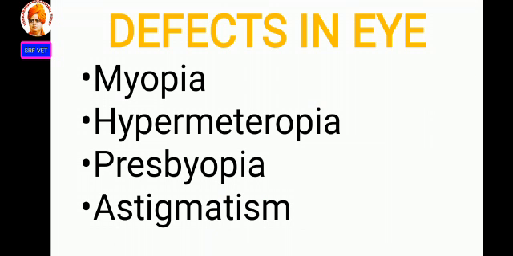Next, defects in the eye. The normal human eye can clearly see all the objects placed between 25 centimeter and infinity. But in some people, the eye loses its power of accommodation. This could happen due to many reasons, including aging. Hence, their vision becomes defective. There are 4 types: myopia, hypermetropia, presbyopia, astigmatism. Let us see them one by one.